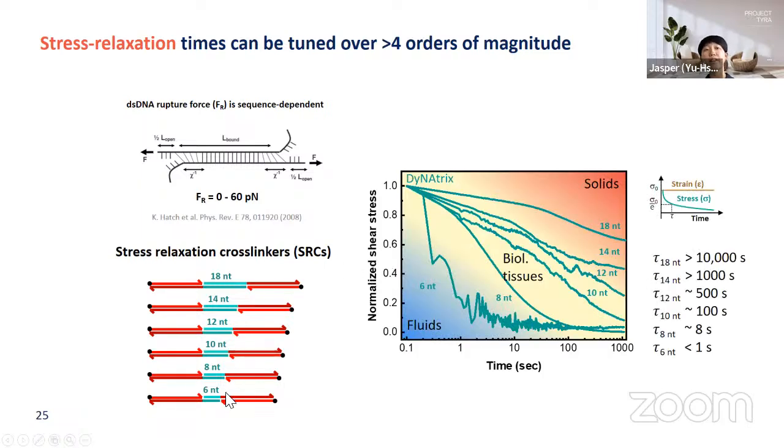By using different lengths of the crosslinker, we can change the stress relaxation time from more than 10,000 seconds down to sub-seconds. This range nicely covers the typical stress relaxation times in biological tissues. Also, the big unique part of this strategy is that we can change the stress relaxation time without changing the stiffness. So it's independently controllable.